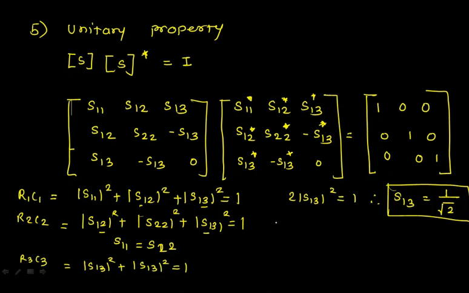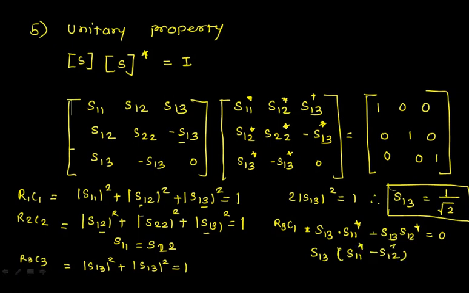Similarly, as we have done previously, we'll do r3 c1. So the third row and the first column. So this will become S13 into S11 complex conjugate minus, because this term is minus, S12 complex conjugate is equal to 0. The common term which you will find here is S13, so S11 minus S12, complex conjugates, must be 0.